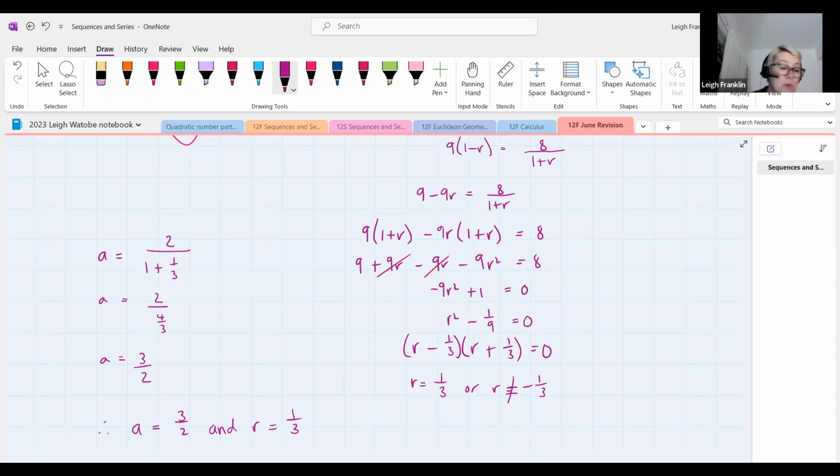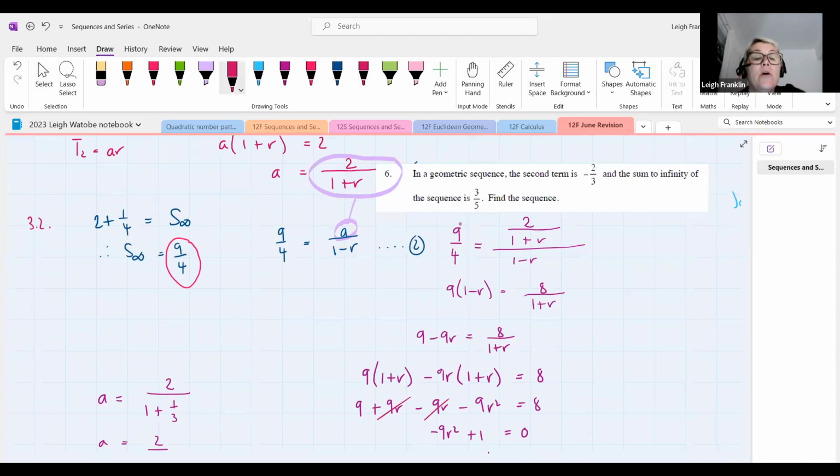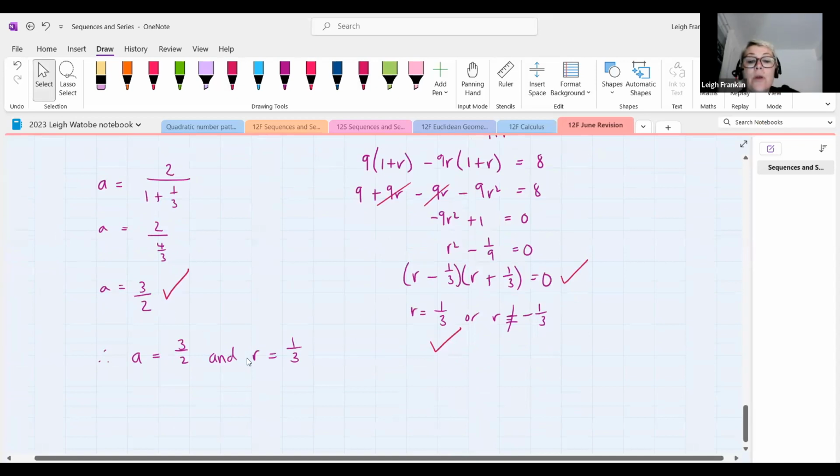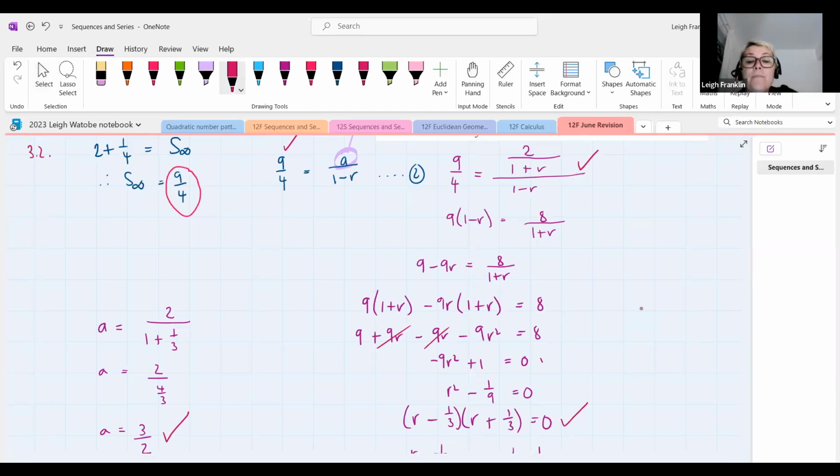This was out of 6 marks. So there has to be a mark for A, there has to be a mark for r. There's probably a mark on this line over here for accepting 1 over 3 and rejecting minus 1 over 3. They always, or often, mark factors. Where else would we get a mark? We would have to have a mark for the 9 over 4, a mark for subbing in. So that's 1, 2, 3, 4, 5. And then possibly here a mark on standard form.